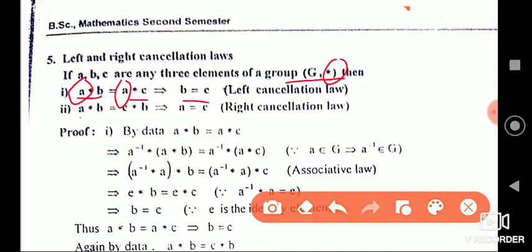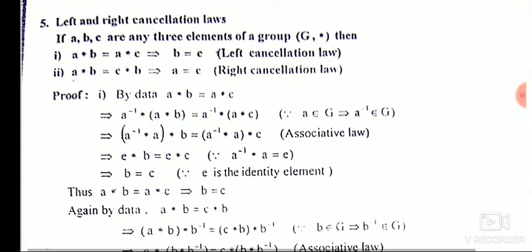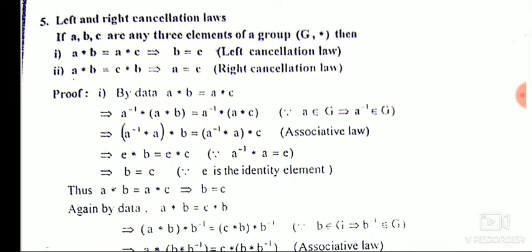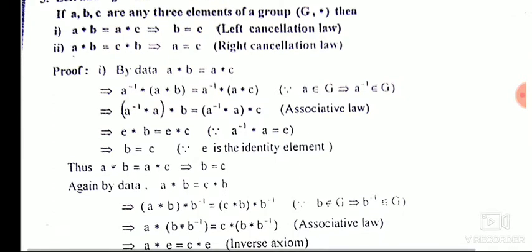And the next one, A star B is equal to C star B. So in the right hand side of both terms we have B, and we can cancel B and we call it right cancellation law. So we have proof for this. We'll prove the first one, that is A star B is equal to A star C implies B is equal to C.